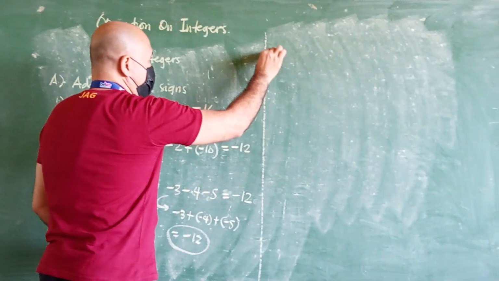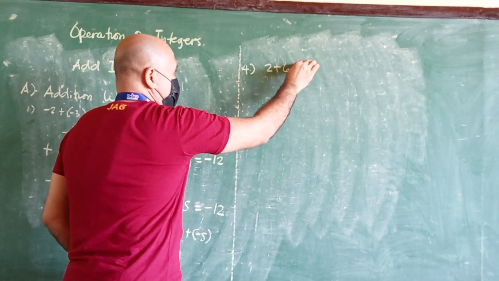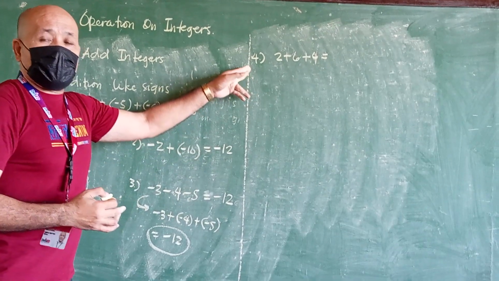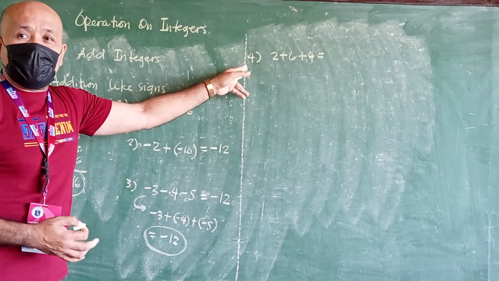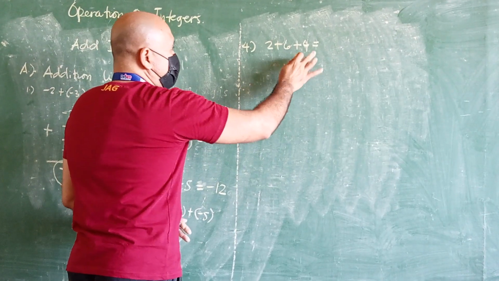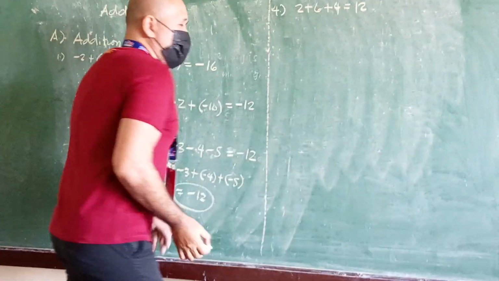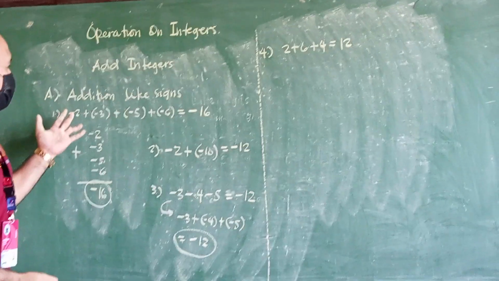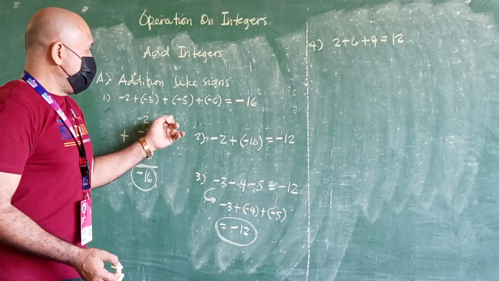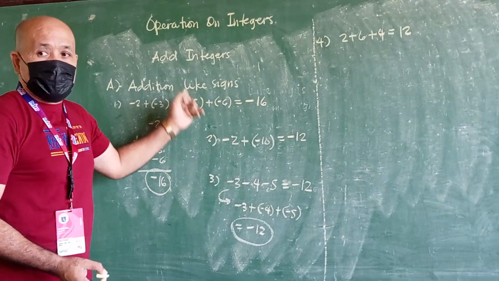Supposedly, we will consider the fourth example. We have positive 2 plus positive 6 plus positive 4. It is just like you are in elementary grades, adding simple counting numbers. Since all signs are positive, just add directly the numbers, that is 2 plus 6 plus 4, and that is 12. So that's how you are going to add integers if their signs are the same, or if these integers are considered having like signs.